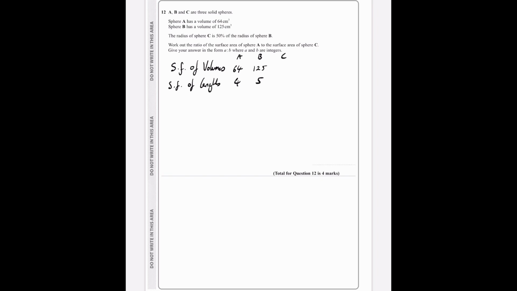We know C is 50% in terms of its radius, so that's the length. So B to C will be 5 to 2.5. C is half the length of B. I'm going to double those to make them all integers, makes the calculations nicer. To turn those into scale factor of areas, we square them, so 64 to 100 to 25, and so the ratio of A to C when it comes to surface areas is 64 to 25.